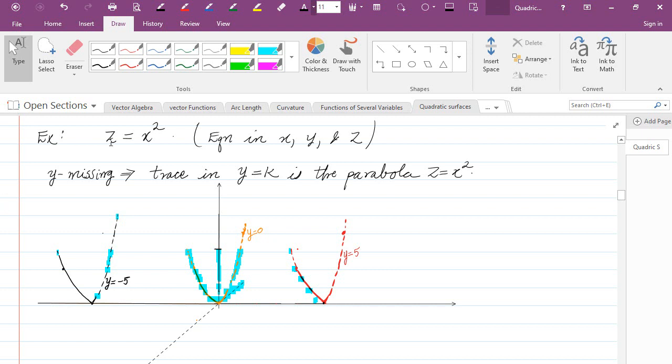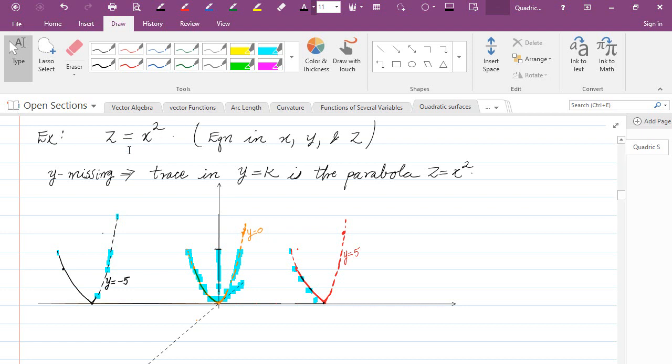Let's look at this equation. z is equal to x squared. This is an equation in x, y, and z in 3-space, and we want to know what the graph of that is. Now the graph of that is a surface in 3-space. To understand what this surface is, we will be looking at traces of the graph of this equation. Now, which traces am I going to look at? The traces that I'm going to look at are the traces that are parallel to the xz plane.